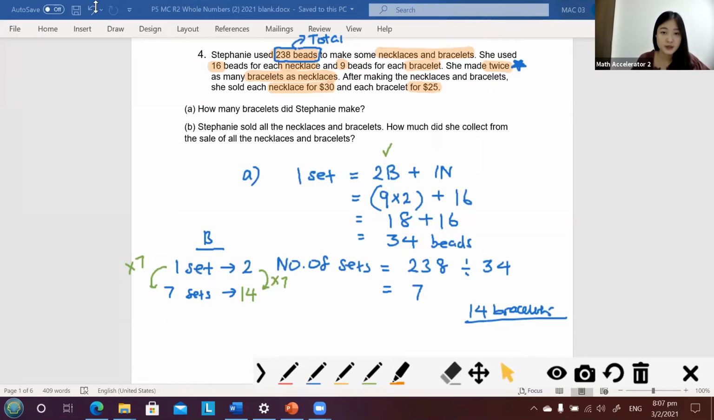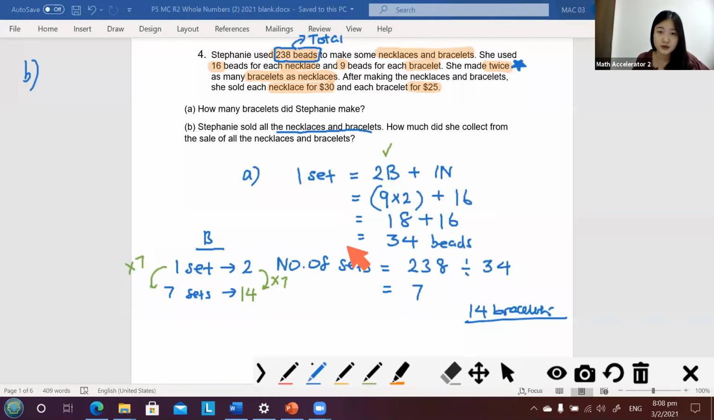Okay, let's take a look at part B. So Stephanie sold all the necklaces and bracelets. How much did she collect from the sale of all the necklaces and bracelets? So this total here, all the necklaces and bracelets.